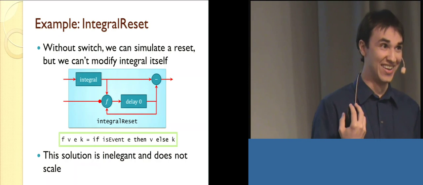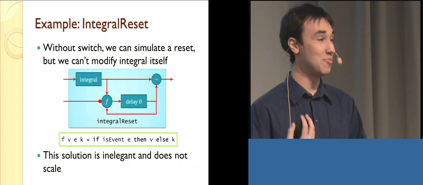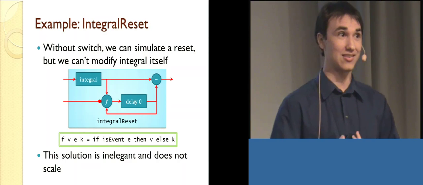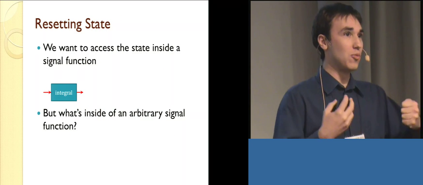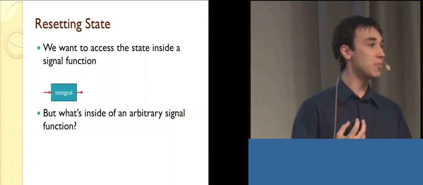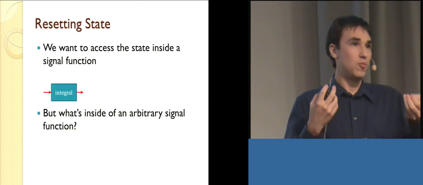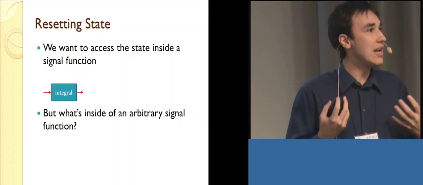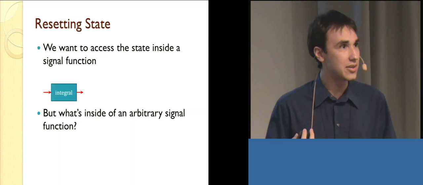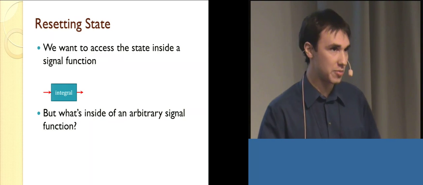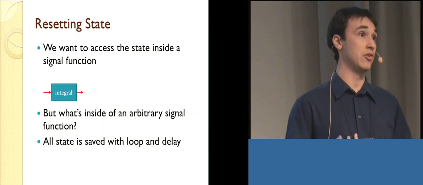But this is terrible. It's totally inelegant. It doesn't scale. It happens to work with integral, but it doesn't necessarily work with any other signal function. So if we try and think about it, what's the real problem here? Well, the real problem is that we want to access the state inside the integral, but we can't get in there. So we want to think about what is in an arbitrary signal function. Well, if we want to access state, the only way to get state in an arbitrary signal function is with the loop and delay method that I mentioned earlier.